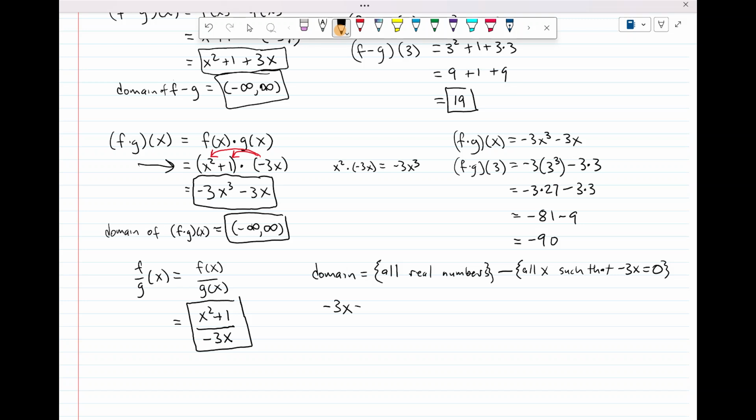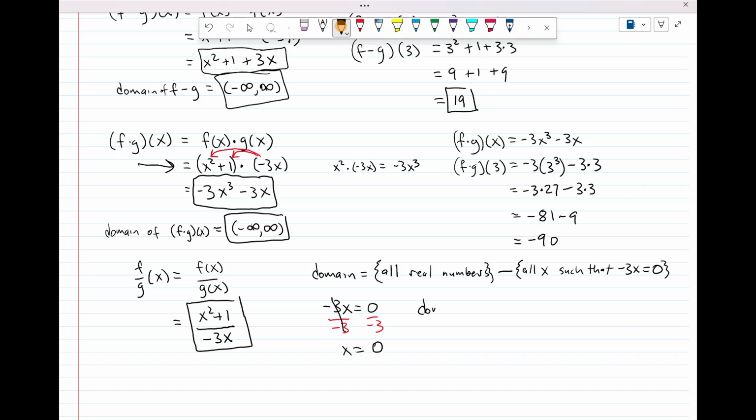When is negative 3x equal to 0? Well, negative 3x equals 0. I can solve this equation by dividing both sides by negative 3. And I get x equals 0 divided by negative 3, which is just 0. And that should make sense, right? Negative 3 times 0 is 0.